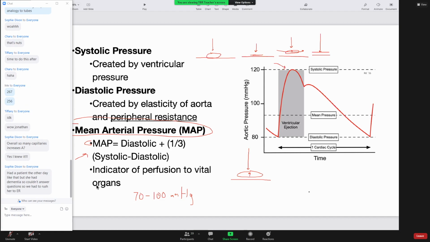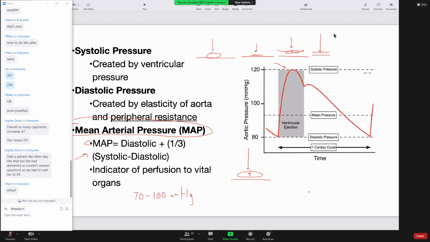You had a patient the other day like that, but she had dementia, so couldn't answer questions. So we had to rush her to the ER. Yep. Dementia causes so many problems like that.